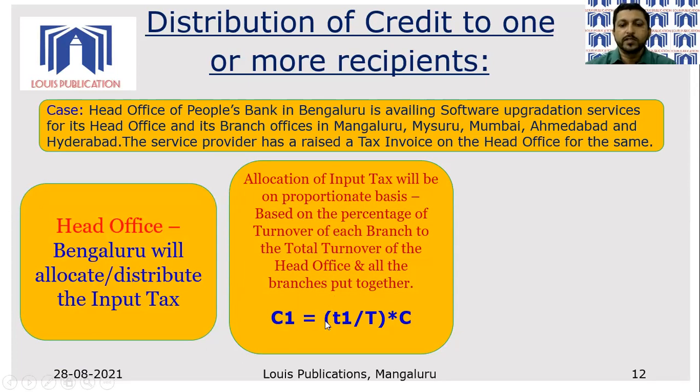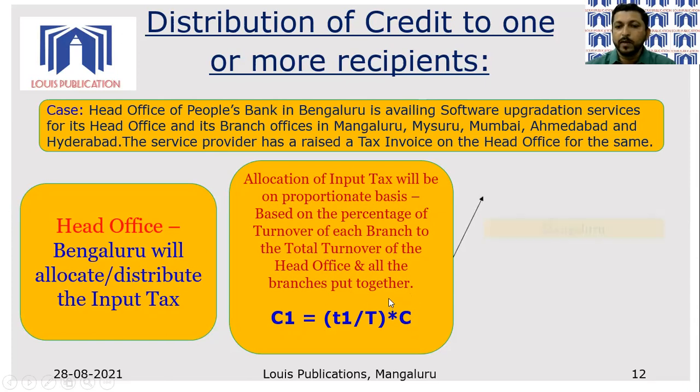So the formula is C1 = T1 / T × C. This capital C represents the input tax value. T1 represents the turnover either of the head office or of the branch office, divided by capital T. Capital T indicates the total turnover of the head office and branch offices put together. T is the denominator and C1 represents the credit amount that should go to branch office number 1, or you can say C1 is the head office there. How much portion should be retained by head office? Similarly, C2 will be equal to T2 divided by T into C. We will see that in the example.